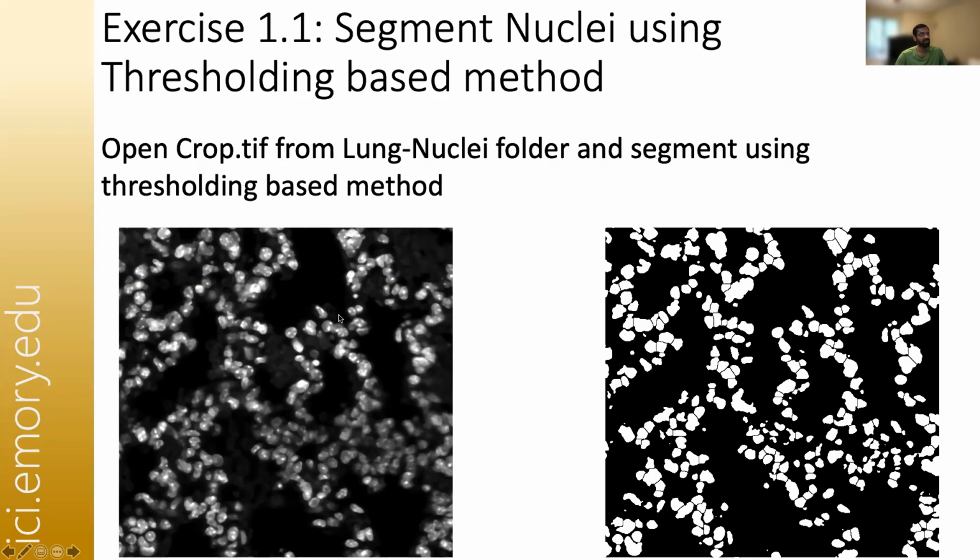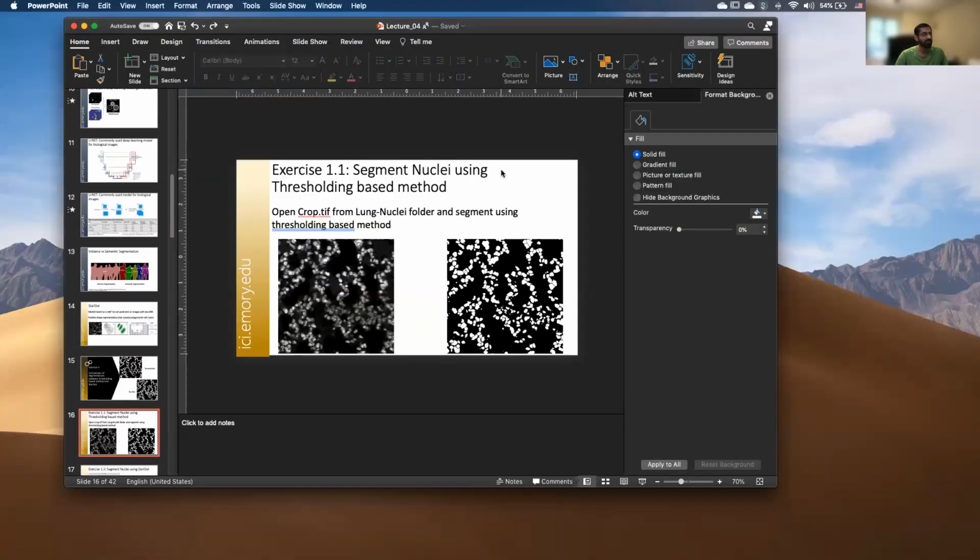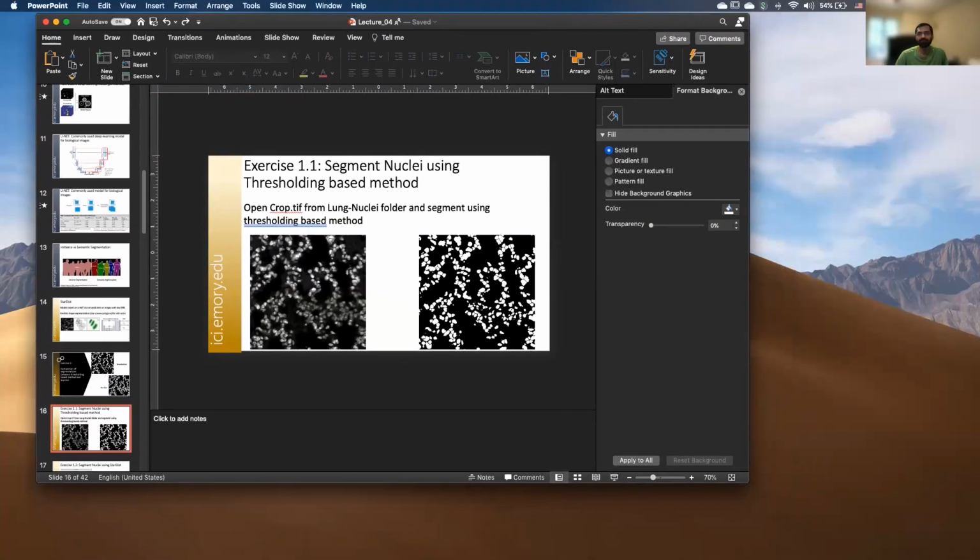So the first exercise that I want you all to do is to open this crop.tiff file from the lung nuclei folder and try to segment it based on the thresholding-based method, okay? Following that, apply the watershed algorithm to make sure that the touching nuclei are no longer touching each other, okay? So let's get going with that. I will do that along with you and see what we get, okay?